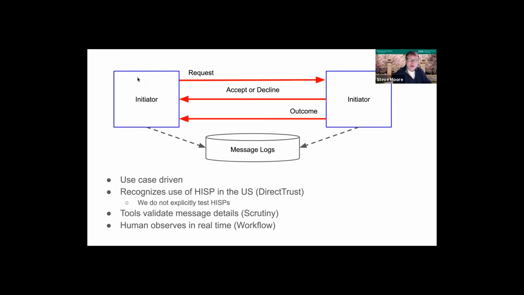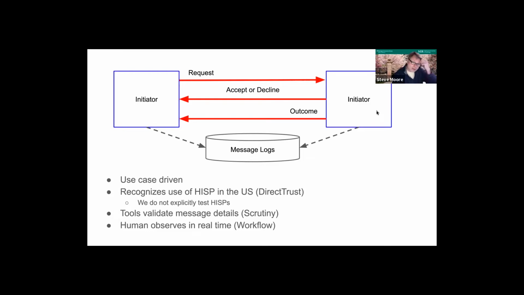The profile that is showing on your screen is based on the Patient Care Coordination 360X profile, which is a simple one where an initiator sends a request for a referral. Oh, and I've got a bug in my diagram, sorry. On the right side where it says initiator, this should be recipient. The recipient can either accept or decline the request. And if it accepts it, it will later send an outcome. There are variants of this, but this is the simplest workflow.